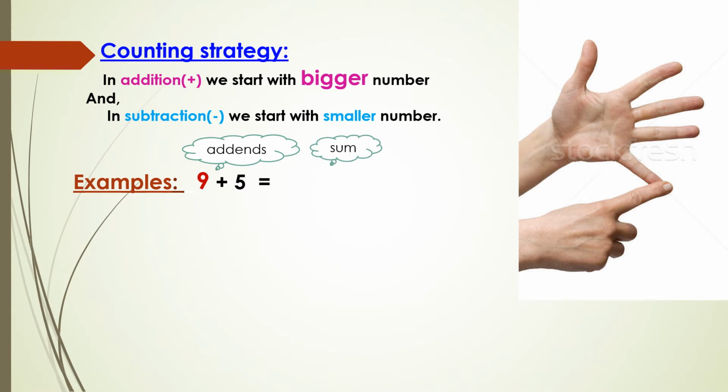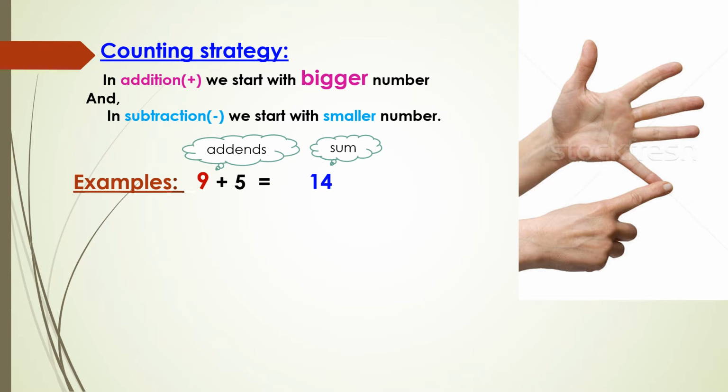So how to solve 9 plus 5 using the counting strategy? It's addition, so we have to start with the bigger number. The biggest number here is what? 9. So I have to count after 9. After 9, 10, 11, 12, 13, 14. So the sum is 14.